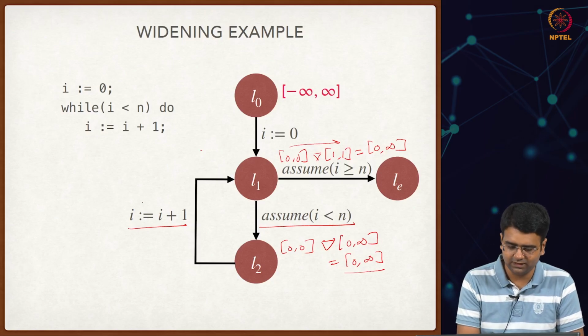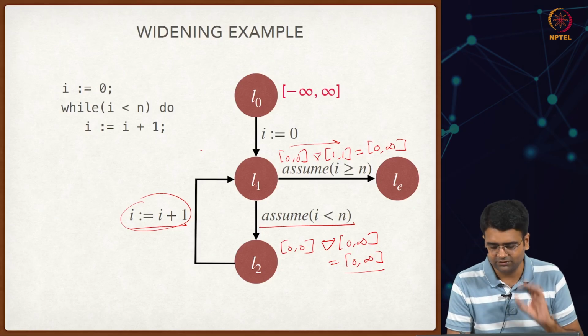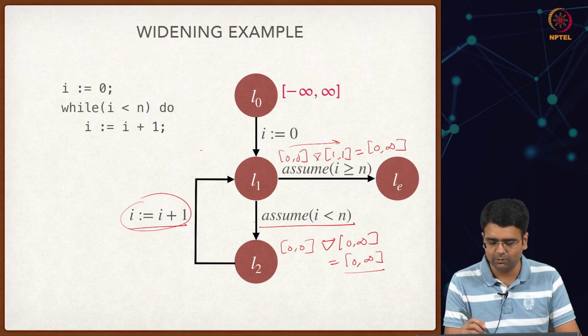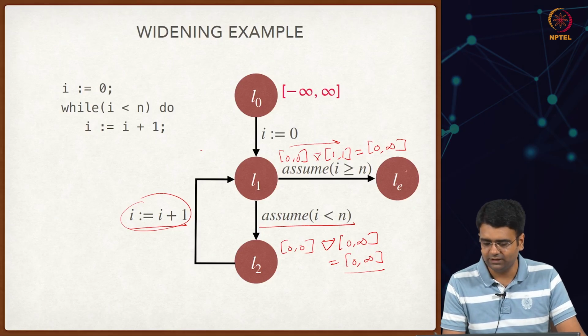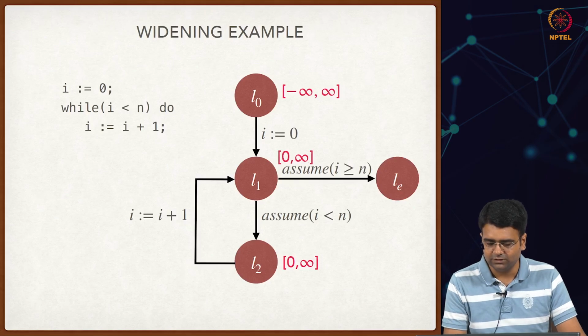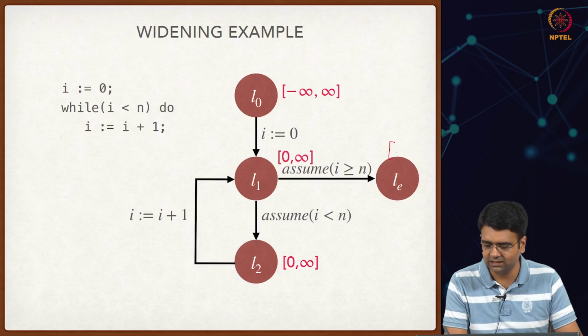Now 0 comma infinity applied on I equal to I plus 1 will again give 0 comma infinity. Therefore at L1 and L2, the abstract values at both these locations have stabilized, in the sense that no new abstract value will be computed. So you will get 0 comma infinity at L1, 0 comma infinity at L2, and similarly 0 comma infinity at location LE as well. These are the abstract values that you will compute using Kildall's algorithm with the widening operator.